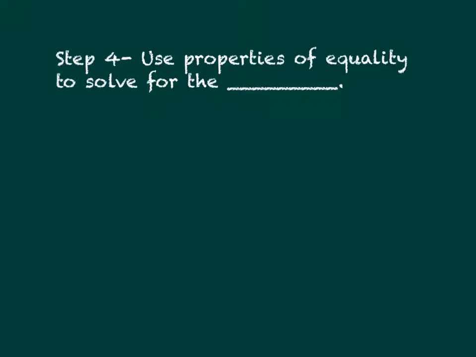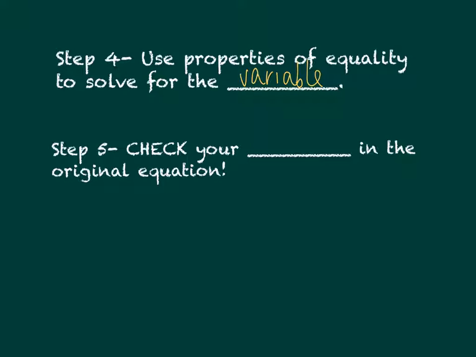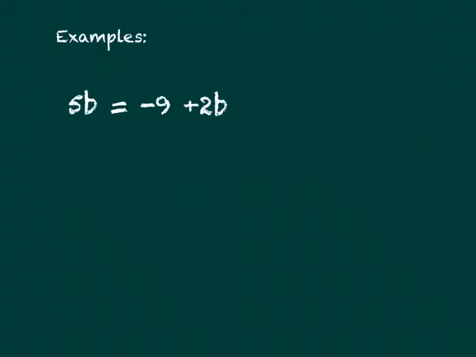Our fourth step is that you are going to use properties of equality to solve for the variable. And finally, our last step is that you need to check your solution. And when you do check it, you want to use the original equation. Okay, so let's do some examples together.